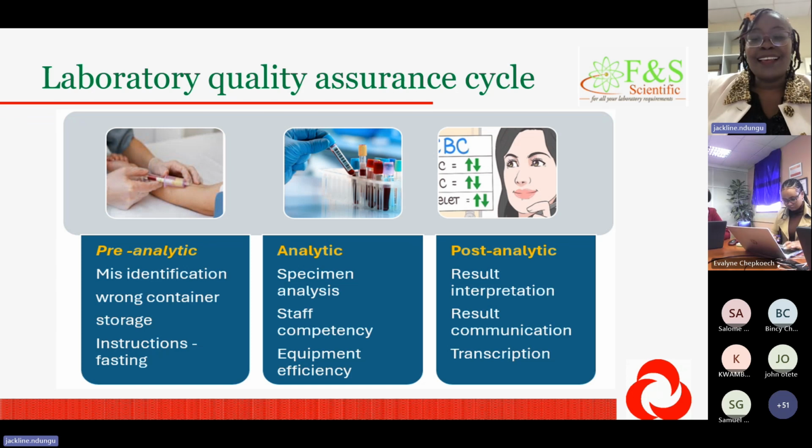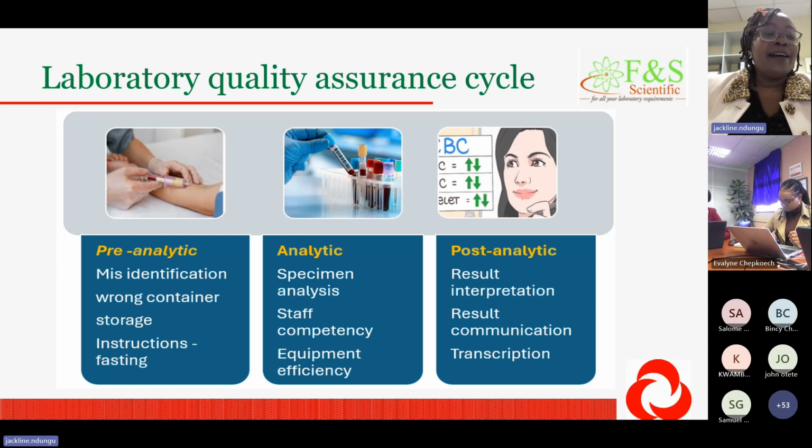I'm not saying that at Aga Khan we don't struggle with that. Patient identification is very important. No wonder we have even invested in technology to ensure that we identify our patients correctly. When you don't identify the patient correctly, I'll give you an example.